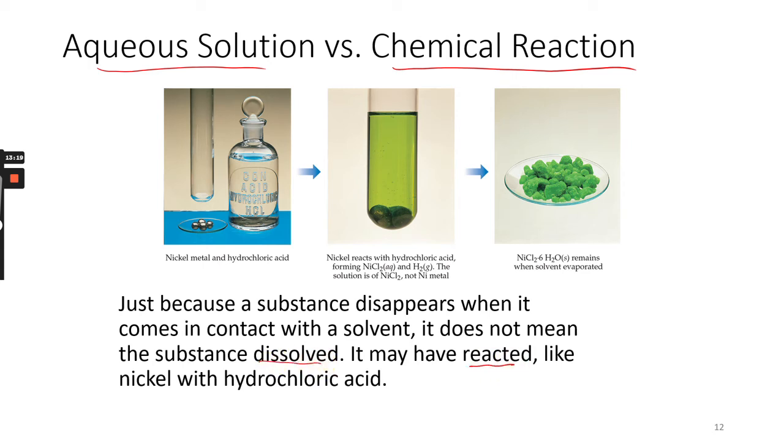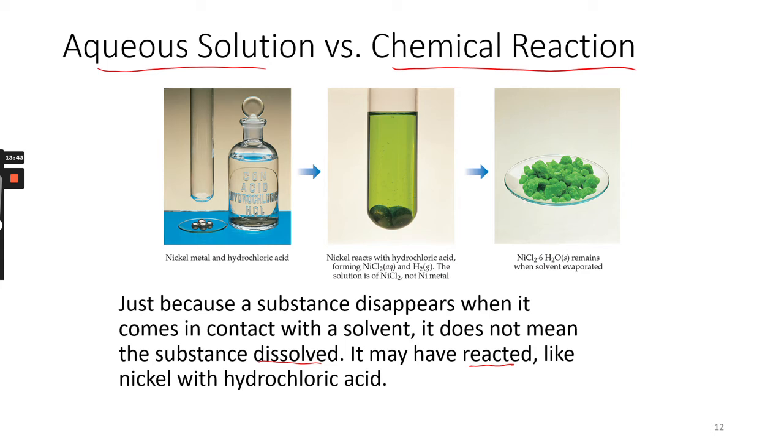And here's an example. You have nickel plus hydrochloric acid. So here's your nickel metal. You're going to put it in a test tube that has hydrochloric acid. It's going to actually react, and it's going to make nickel chloride and hydrogen gas. If you look closely, there's tiny little bubbles here. That's evidence of a chemical reaction. So that should be a clue to you that this is not just a dissolving process.